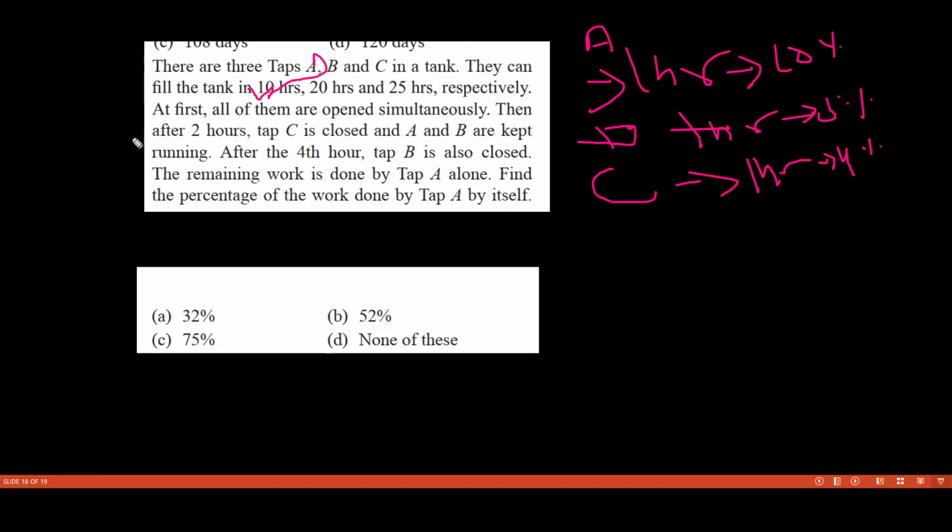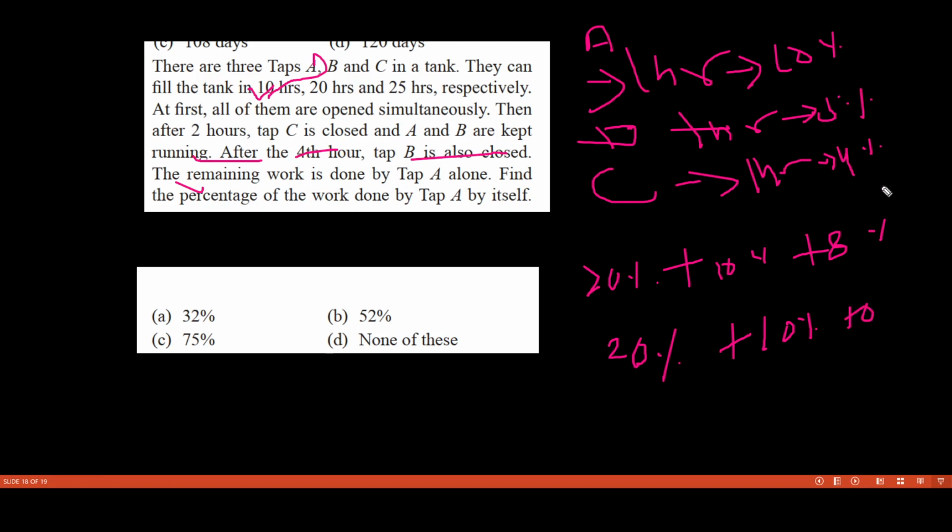Now you can see after 2 hours tap C is closed and A and B are kept running. So till 2 hours all these 3 taps are working. In that time 20% of the tank is filled by A, 10% by B and 8% by C. And then for another 2 hours both the taps are open, so another 20% of the tank is filled by A and another 10% by B.